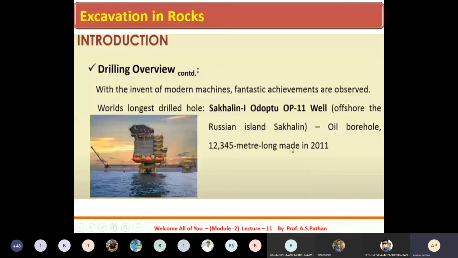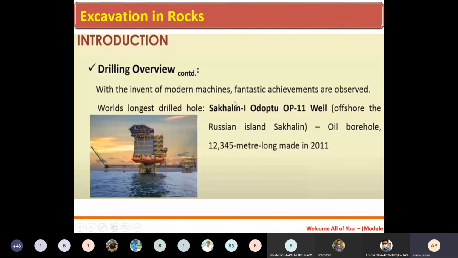So if you see in the history also, with the help of modern technology, the modern machines, we got a fantastic achievement in creating the hole. That Sakhalin oil borehole was created in Russia in 2011. If you see, the length of that particular oil borehole is 12,345 meters long.